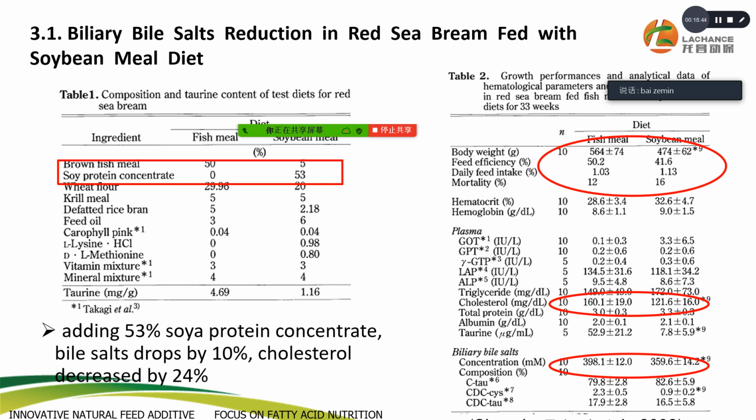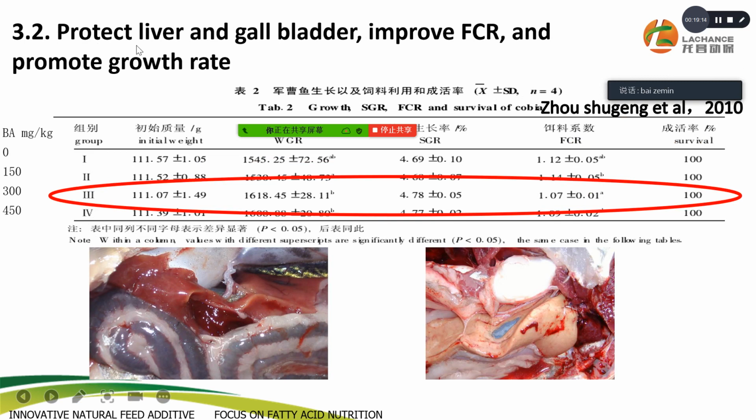Definitely, we found that if we replace fish meal, I mean if the feed has more than 40% soya protein and we don't add bile acid, the growth rate will drop, which is similar to this one. Okay, we will optimize the concentration, and many jobs need to be done. And of course, just now we mentioned bile acid can protect the liver and gallbladder, improve the FCR, which is feed efficiency, and also promote growth rate.